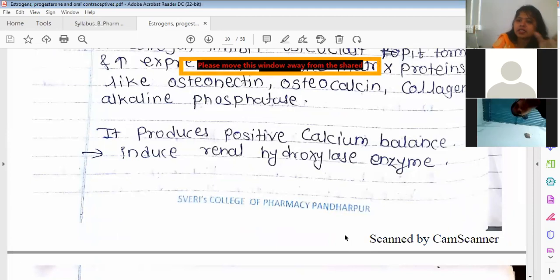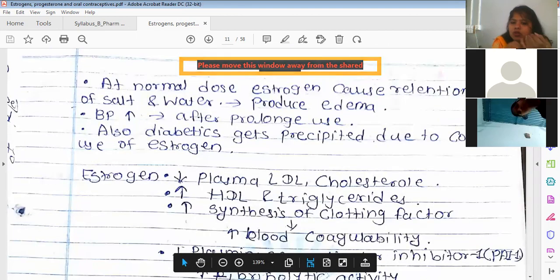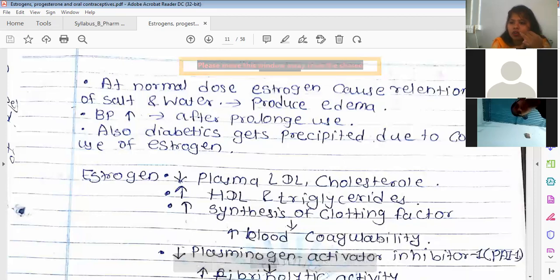क्लिअर? मग जसं जसं एज वाढत जातं, एक फेज मध्ये आलं की काय होतं, बोन डेन्सिटी डिक्रीज व्हायला लागते. Why? That time the estrogen level gets decreased inside the body. All of you clear? Then at the normal dose of the estrogen, it will cause the retention of the salt and the water, which will produce the edema-like situation. Also it will increase the blood pressure after the prolonged use.